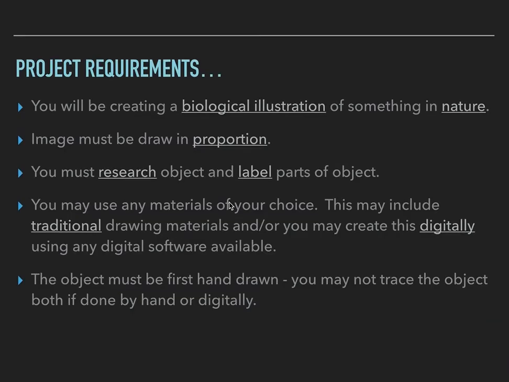So, your project requirements. You're going to be creating a biological illustration of something in nature. The image must be drawn in proportion, or just accurately, which I will show you. You must research your object and label parts of the object. You may use any materials of your choice, so you can work digitally or traditionally. And this object must be first hand-drawn. You may not trace the object, whether done by hand or digitally.